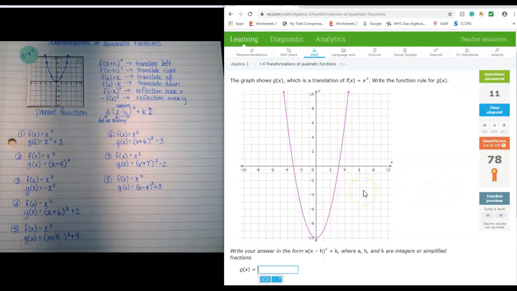All right, let's look at this one. Again, we've got our parent function, and it's just a downward movement. So we've got x squared, and how many did it move down? It moved down 10.